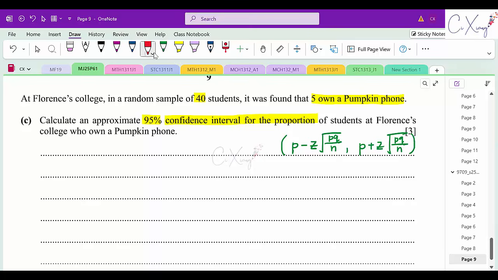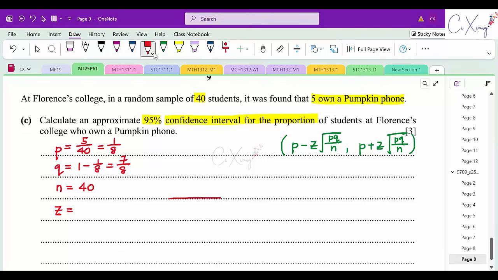Okay, so first of all, let's find out the success rate. The rate of people who own the pumpkin phone will be 5 out of 40. And this one, you should know that it is 1 over 8. If P is 1 over 8, then what happened to Q? Q should be 1 minus 1 over 8, right? And it should be 7 over 8. What else do I need in our calculation here? You need the N. N, you'll know that it is 40. And another value that I need is the Z. How to find the value of Z?